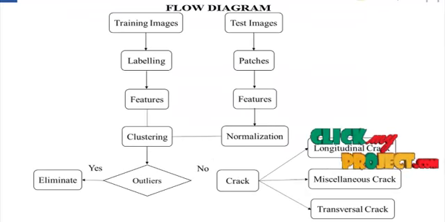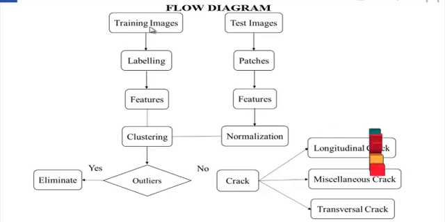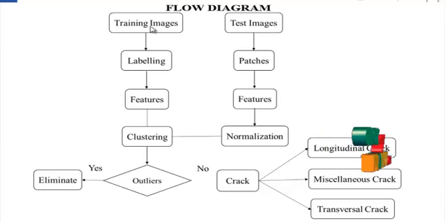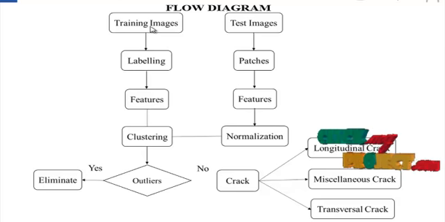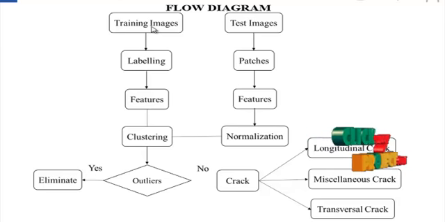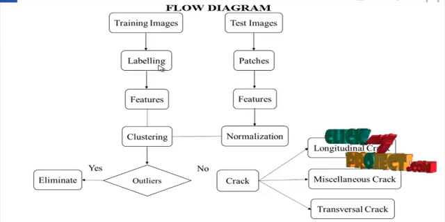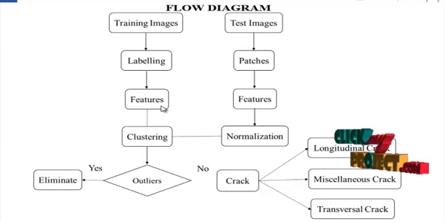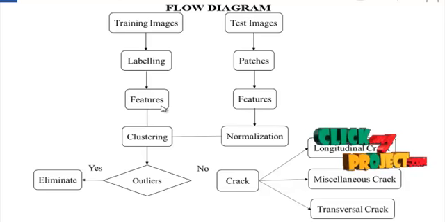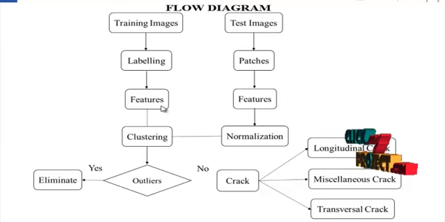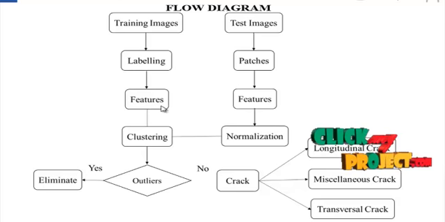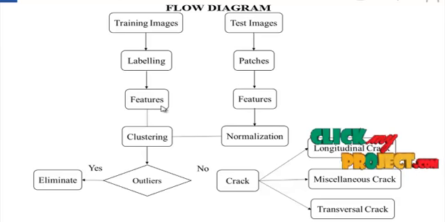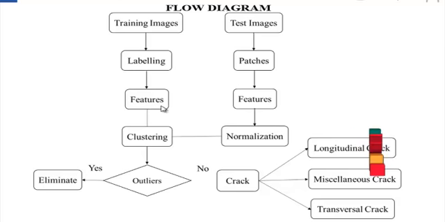Let me see the flow of the process. First, the training images were labeled, which is done based on the extraction of the features. So the training images were selected and the labeling of the cracks was employed. After that, the features were extracted from the regions. Labeling refers to the identification of cracked and non-cracked pixels in different representations. After that, the features were obtained and saved.